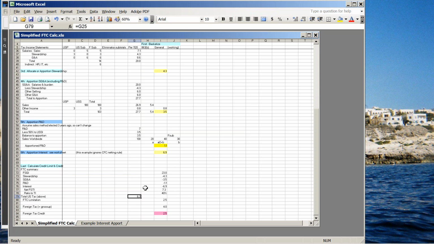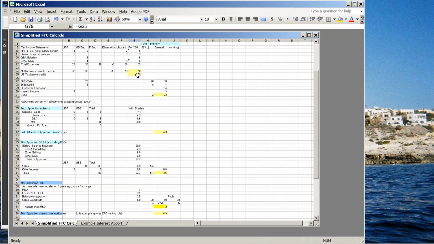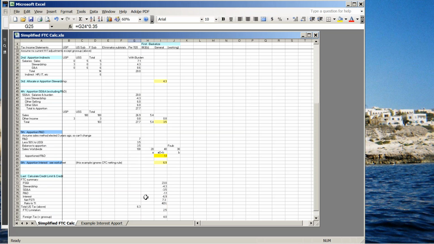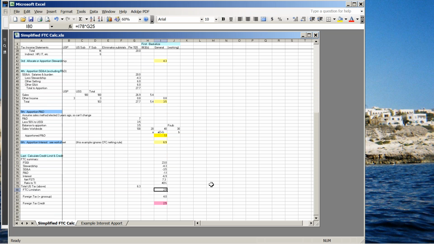Our total U.S. tax, shown above, was 6.3, and 40% of that 6.3 is 2.5. Well, we had foreign taxes available for credit of 4 million, but our limitation is only 2.5 million. Houston, we've got a problem. So our foreign tax credit is limited to $2.5 million.